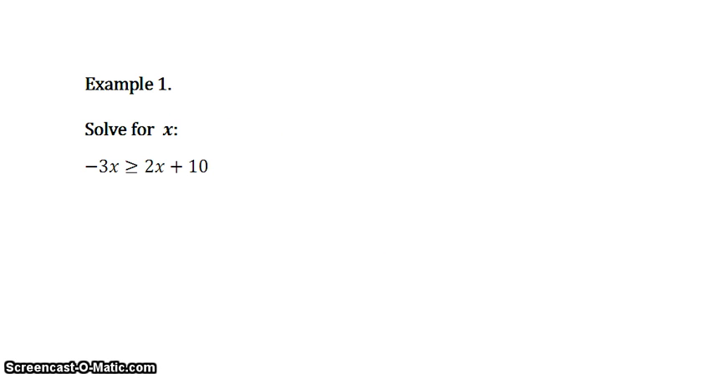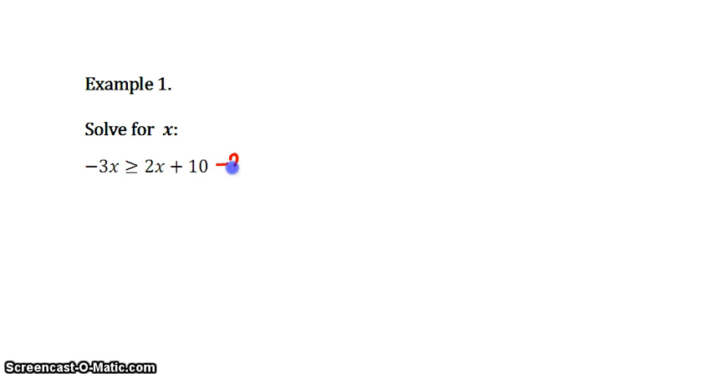So let's look at some examples. Now this is an example of where you have two sides of an inequality. There's minus 3x, which is greater than or equal to 2x plus 10. So this is a linear inequality. So we do exactly the same thing as we've done with equations. With a linear equation, you get your x's to one side. So with a linear inequality, you get your x's to one side.